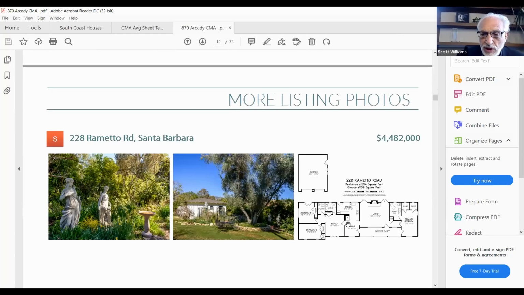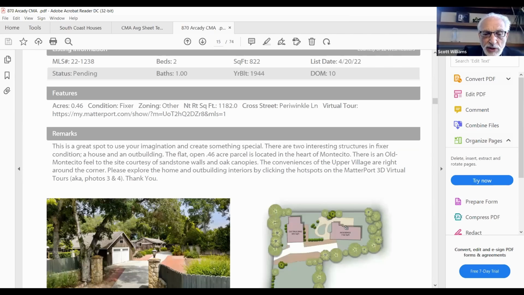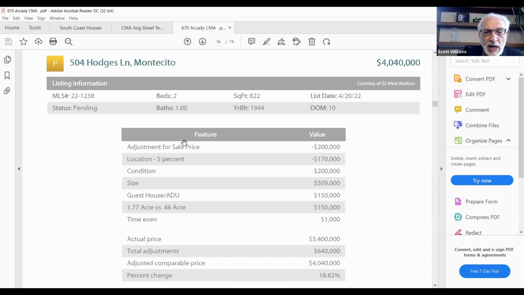So I'm going to show you a couple of these, and I don't want to get buried in just the statistics of it all. But here's another house that another price. Now here I'm using Hodges Lane, which you may have seen last Wednesday on Broker Tour.